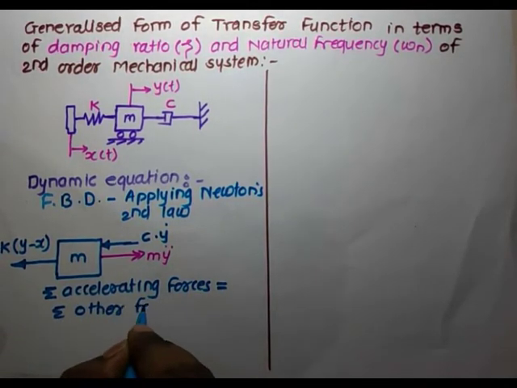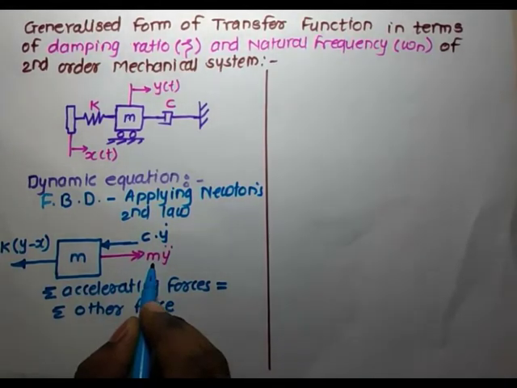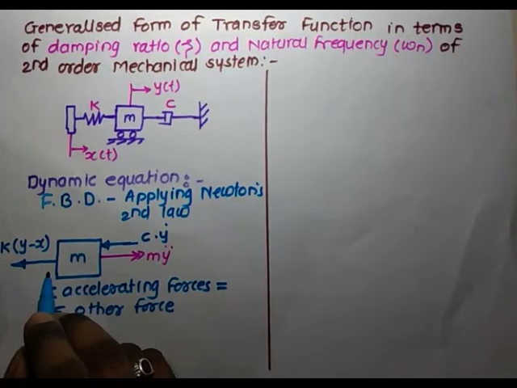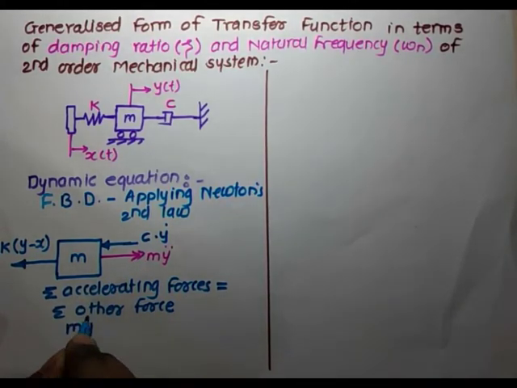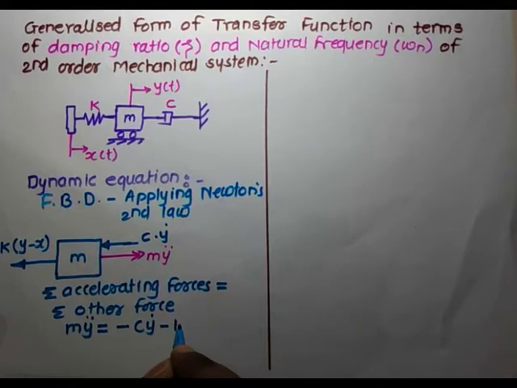which are acting on the system. So accelerating force, what we are doing here, we are assuming the sign convention. If the force is acting in the direction of accelerating force, it will be considered as positive, otherwise it will be negative. So accelerating force, m y double dot, is positive, is equal to minus c y dot, since damping force is acting in the opposite direction, minus k into (y minus x).